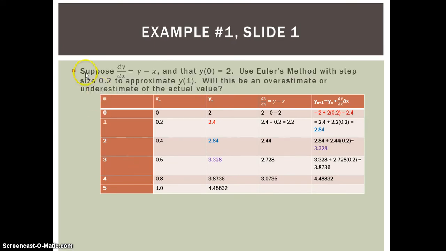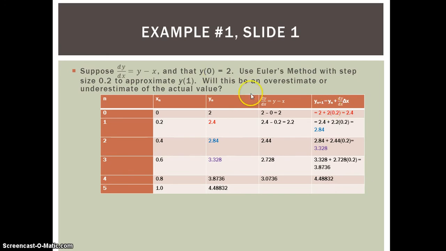For our example, suppose dy/dx is equal to y minus x, and that y of 0 is equal to 2. Use Euler's method with step size 0.2 to approximate y of 1. And later on we'll ask the question, will this be an overestimate or underestimate of the actual value? Now, not all of your Euler's method problems will be this complicated. When you see it on the AP exam, you won't generally have a calculator, and so they'll give you pretty simple numbers to work with.